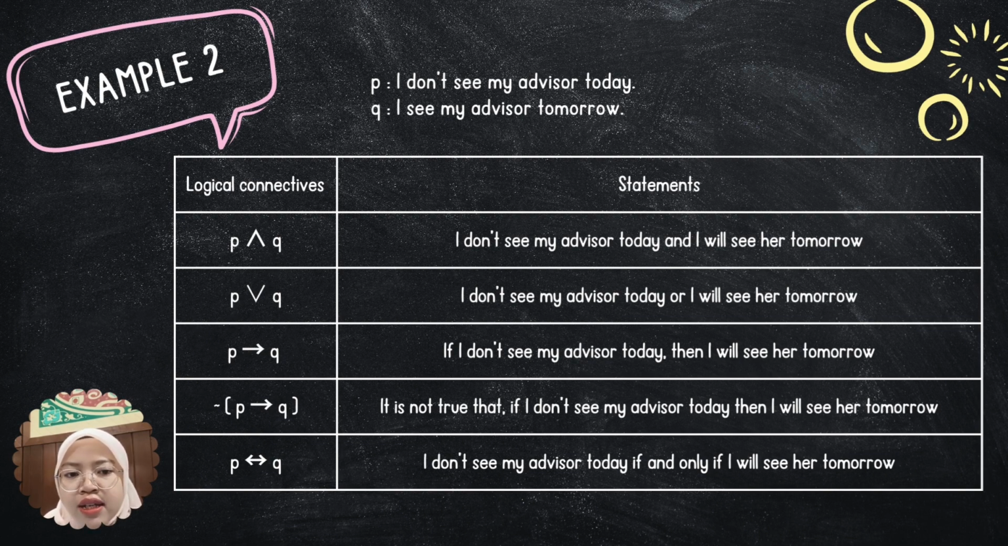The question is not P implies Q, then our statement will be it is not true that if I don't see my advisor today, then I will see her tomorrow. The last question is P biconditional. The question is P if and only if Q. So our statement will be if I don't see my advisor today, if and only if I will see her tomorrow.